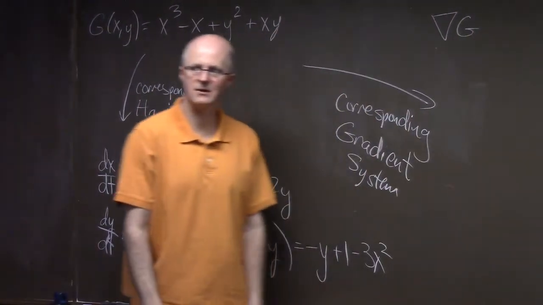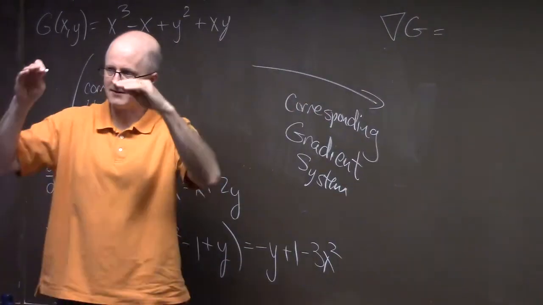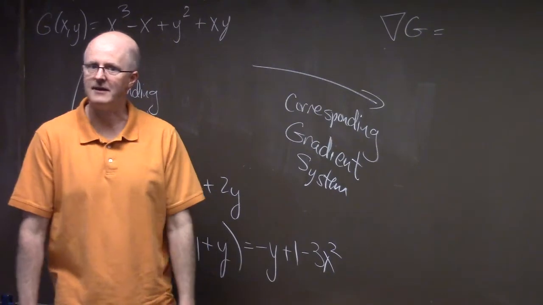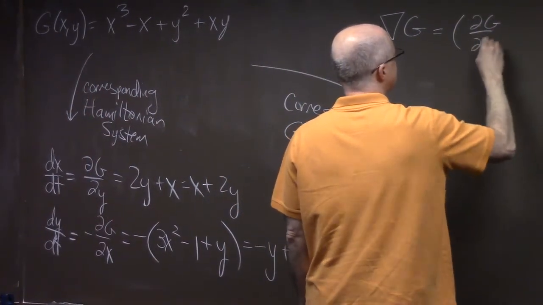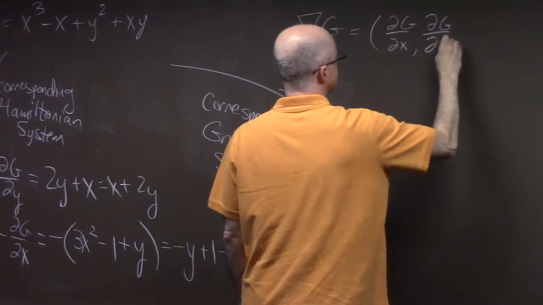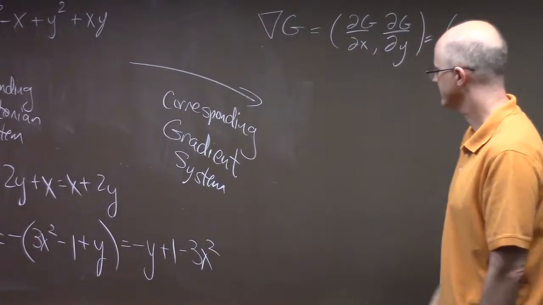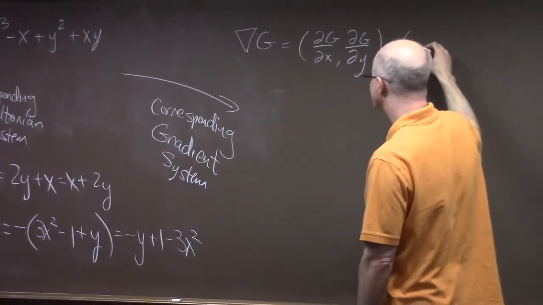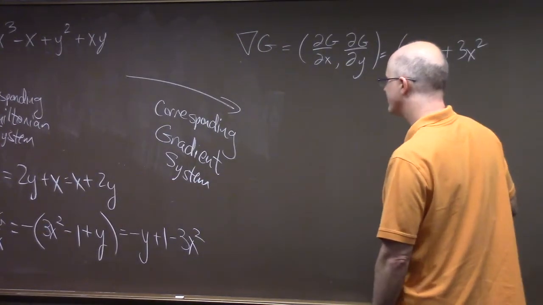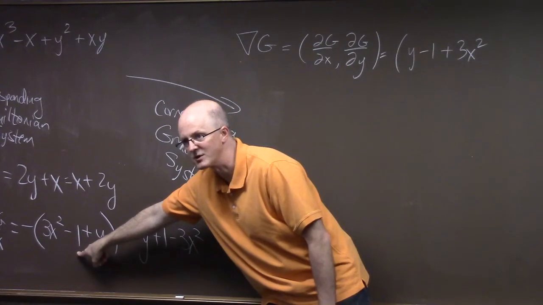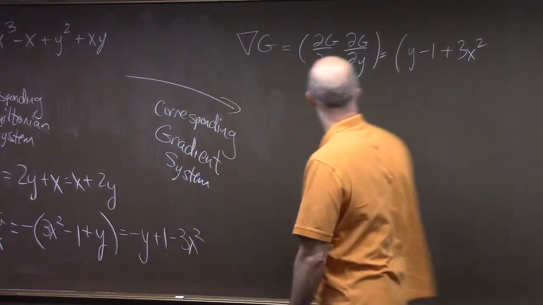Typically written like this, the gradient of g, already using parentheses rather than the pointy brackets that I do in multi. Here's the gradient vector, written as a row vector. You can use these same partial derivatives. Y minus 1 plus 3x squared is the partial with respect to x. Partial with respect to y is x plus 2y.